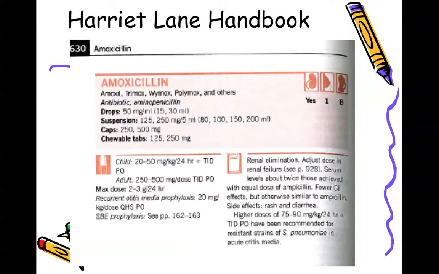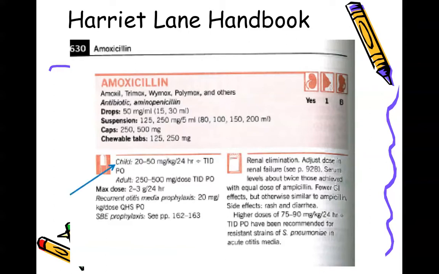And my favorites are the Harriet Lane Handbook or the Pediatric Dosage Handbook. You can also use other products that are specifically for pediatrics, but I would caution you not to use drug books that are adult focused, because they are invariably going to mislead you about what is the proper dosage for children.